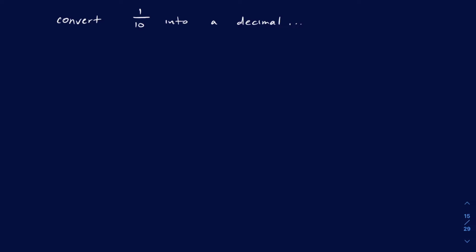So the first question is asking, how can we convert 1 over 10 into a decimal? Now, the first thing you have to understand about decimals is decimal places. So let's just write out a random decimal number like this. I'm just going to write down a few zeros. So basically, the first digit to the right of the decimal place is referred to as the tenths column. The second number away from the decimal is called the hundredths column.